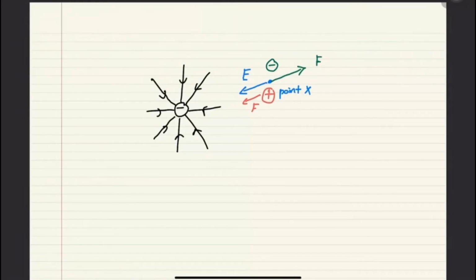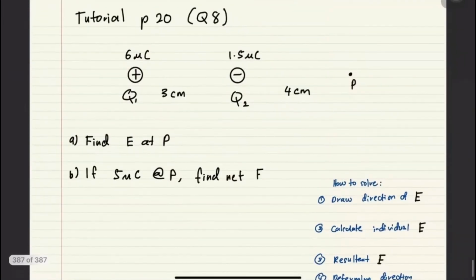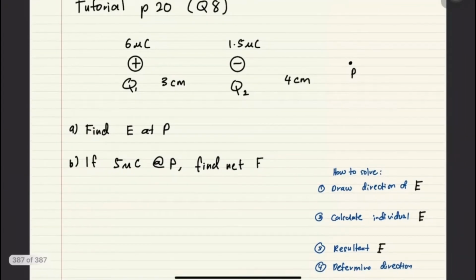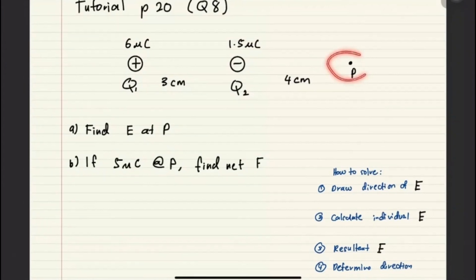Okay, to see whether you understand or not, let's try a question. Try tutorial page 20, question number 8, A and B. The way to solve it is exactly the same as yesterday. The method is step by step exactly the same, just that instead of F, I change it to E. You can see there are two charges, Q1 and Q2, and then there is a point P. They want you to find the electric field at point P.